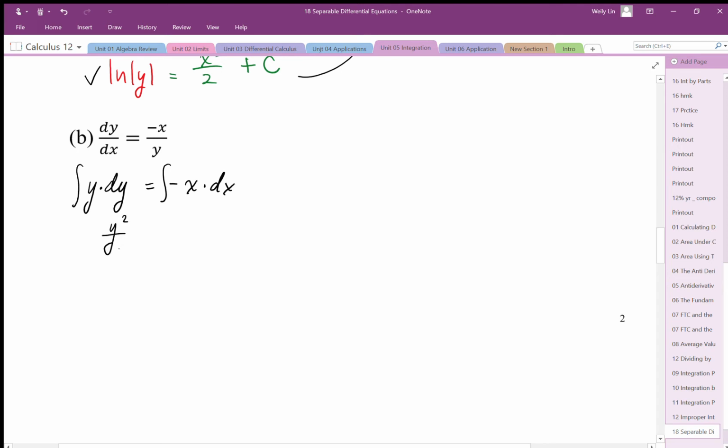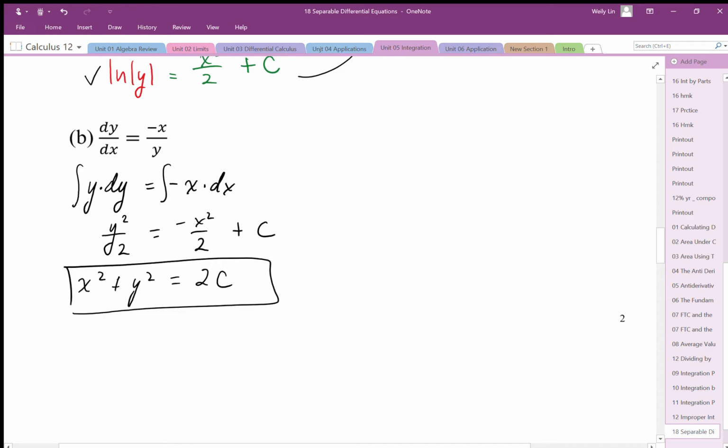This becomes y squared over 2. And this becomes negative x squared over 2. And there's a plus c involved. Okay, so this is now my solution to my differential equation up here. And this one, if I rearrange it, I get x squared plus y squared, and that's equal to, and I times both sides by 2c. In fact, this general solution is a circle equation where 2c is my radius squared. So this differential equation actually is the derivative for a circle.